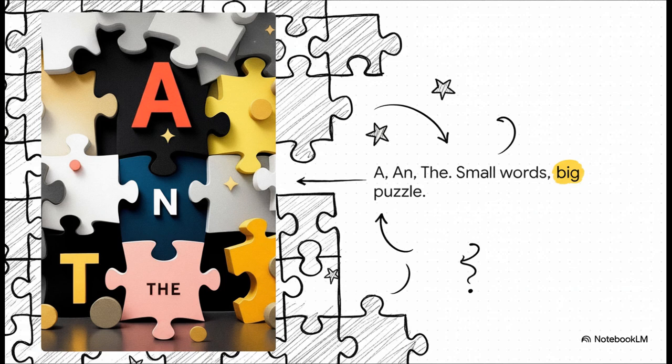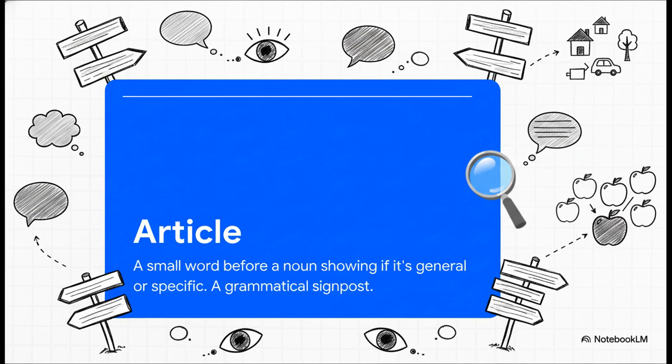But the magic isn't in the words themselves. It's in how they work together to point to things, to introduce ideas, and to make our sentences make sense. So what is an article, officially? Well, think of it like a signpost you put right in front of a noun. It's a little signal for your listener that says, hey, pay attention. Are we talking about any old cat, or are we talking about that specific cat that we both know? They're your guides to clarity.